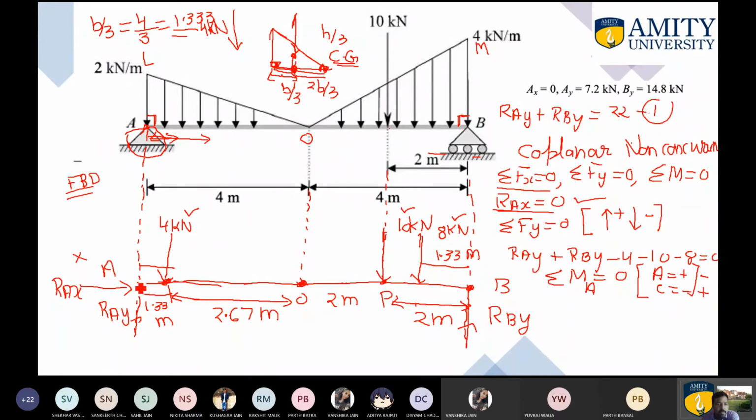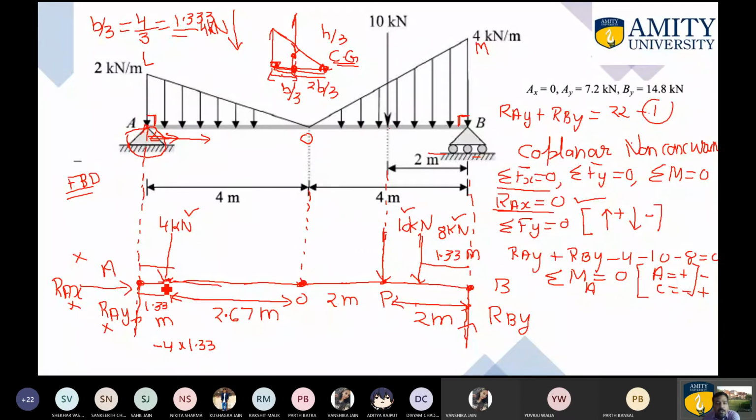So just observe over here. You are taking the moment about point A. Force Ray is passing through A, its moment will be 0. Rx is passing through A and it is also 0. So this force will not contribute. This force will not contribute. So you are left with the first force, which is 4. The perpendicular distance is 1.33. It is very obvious. The direction will be this one, which is clockwise. So clockwise I am just considering as negative. So I am writing down over here minus 4 multiplied by 1.33.